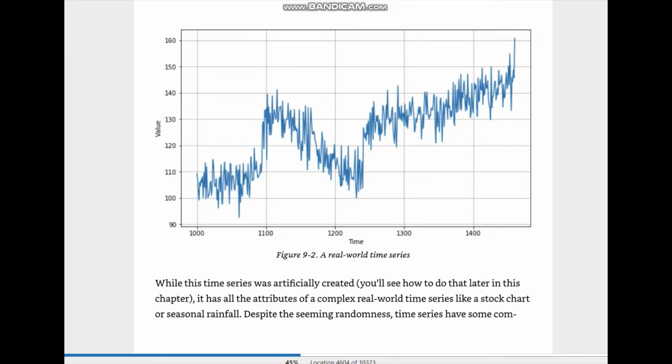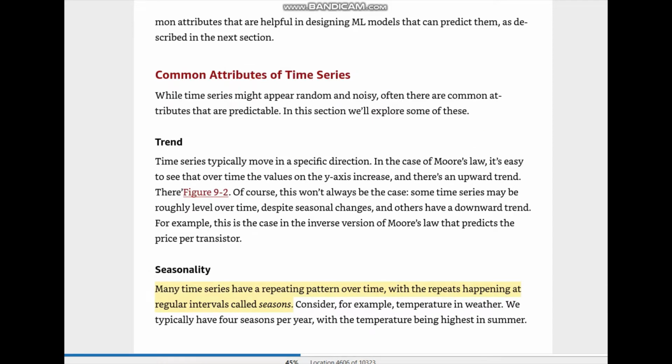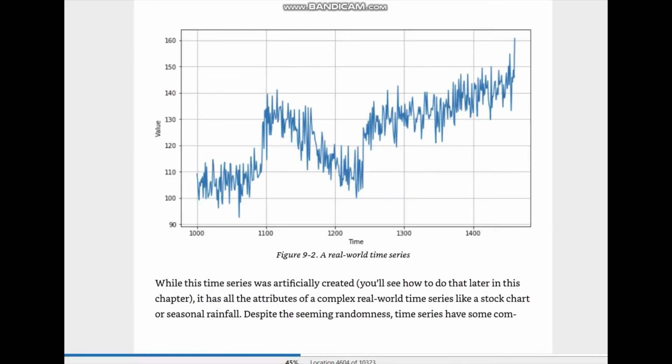Despite the randomness, time series have some common attributes that are helpful for designing an ML model and to predict them. So, in this chapter, we'll be going through these attributes and understanding what time series is all about. And then in the next chapter, we'll see how we can use ML to get values out of time series data.